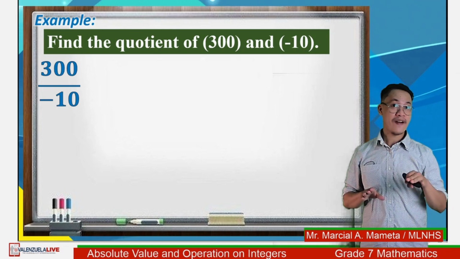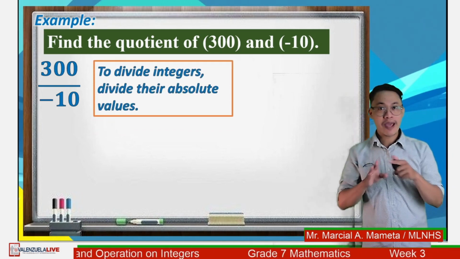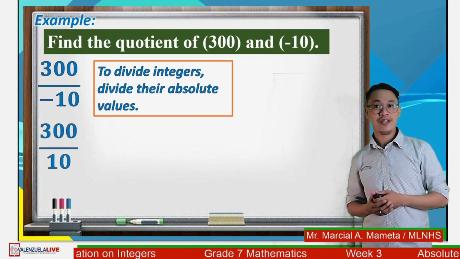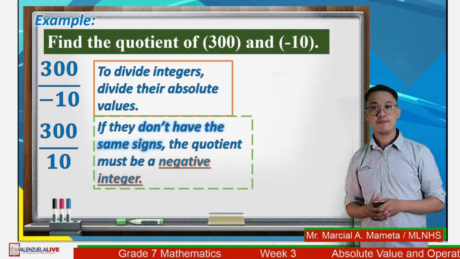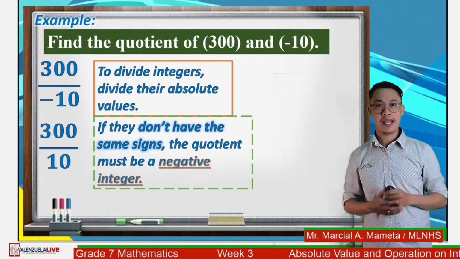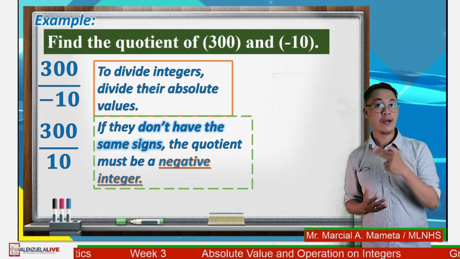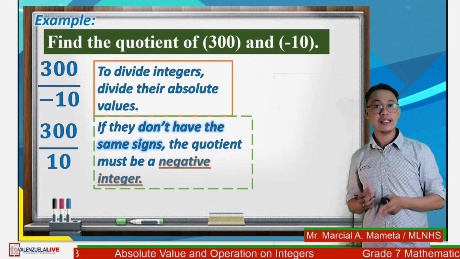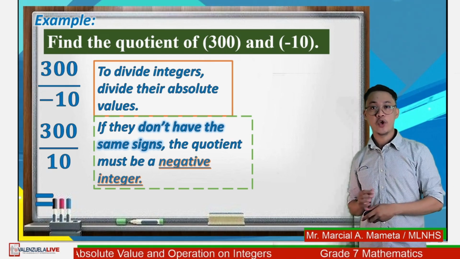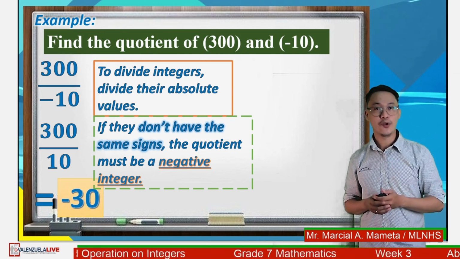300 divided by negative 10. To divide integers, divide their absolute values first. So we have 300 divided by positive 10. If they don't have the same sign, because our numerator is 300 and our denominator is negative 10, the quotient must be a negative integer. So therefore, our answer is negative 30.